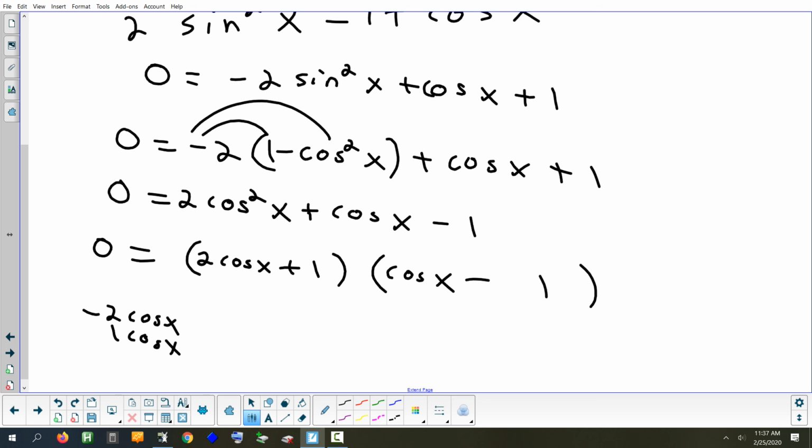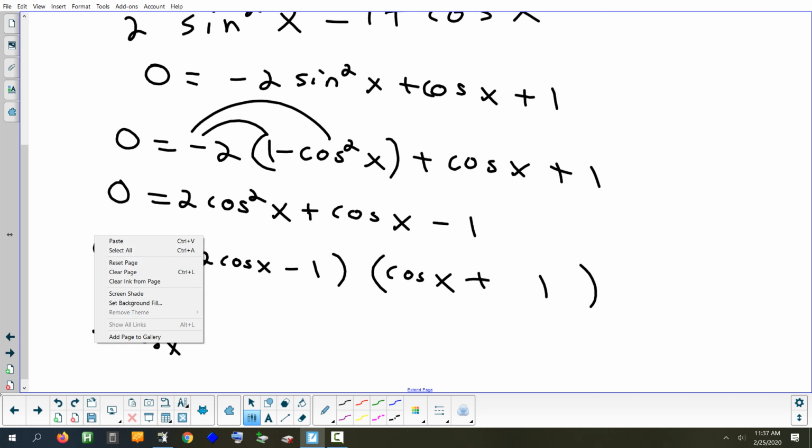No, it's wrong. So what do we have to fix? Just switch the signs. Make that a positive, that a negative, and now 2 cosine times 1 is 2 cosine. -1 times cosine is a negative cosine. 2 cosines take away 1 cosine is 1 cosine. Perfect, it factored.